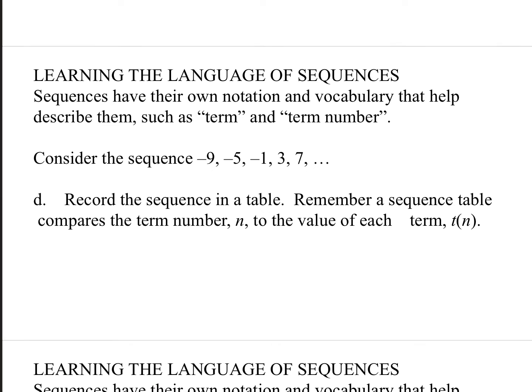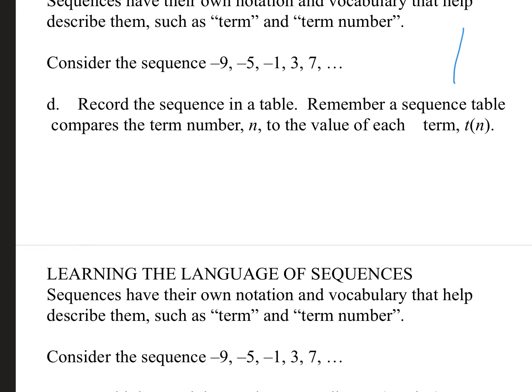Okay, still the same sequence. It says record the sequence in a table. Again, you're on your paper and you have a table. So the term number, which is the left-hand column, is n, and this goes where n is 1, this goes where n is 2, this goes where n is 3, etc.